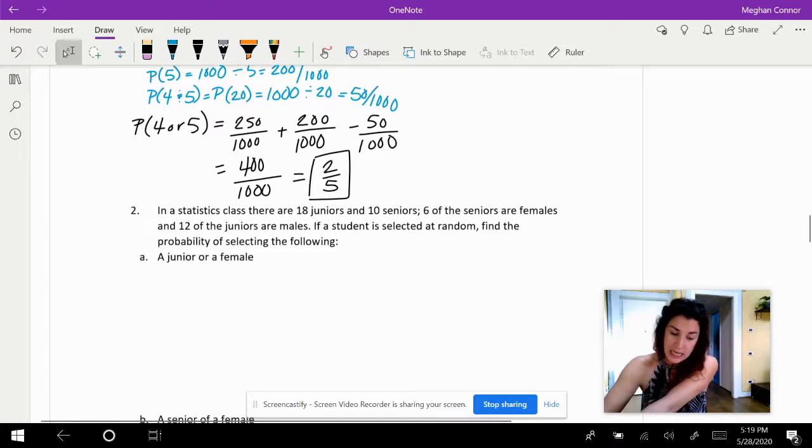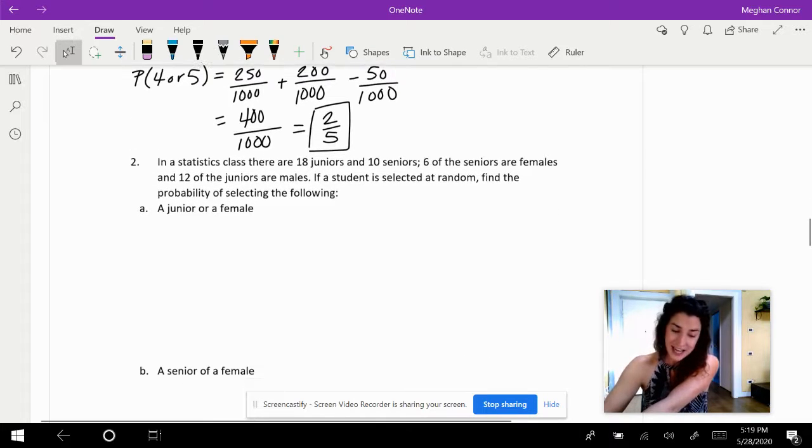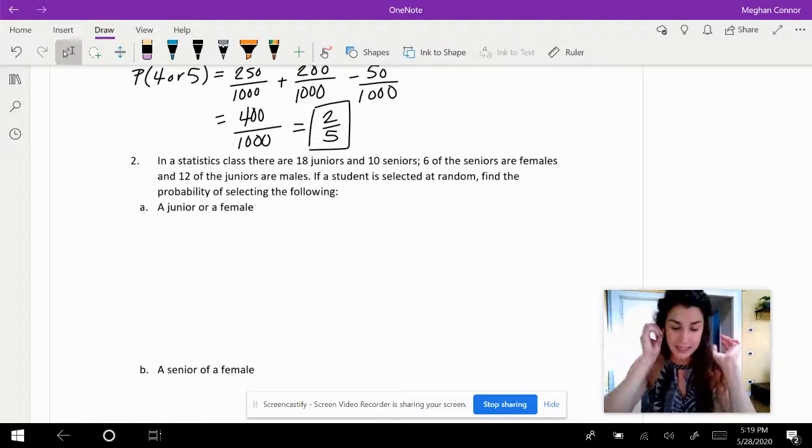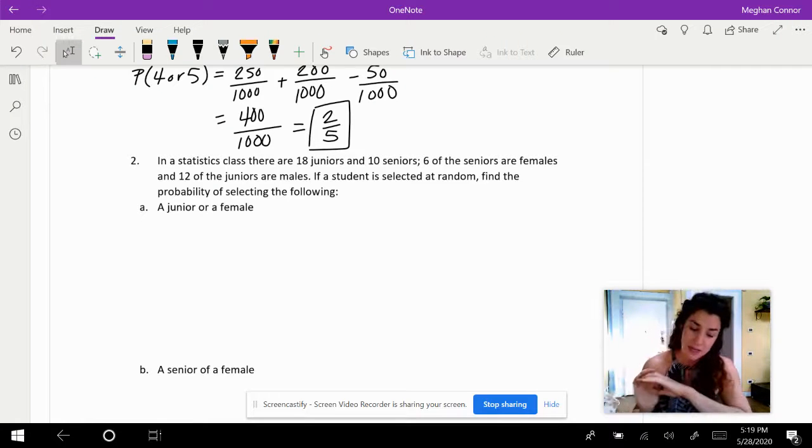Okay. In a statistics class, there are 18 juniors and 10 seniors. 6 of the seniors are females and 12 of the juniors are males. If a student is selected at random, find the probability of selecting the following.